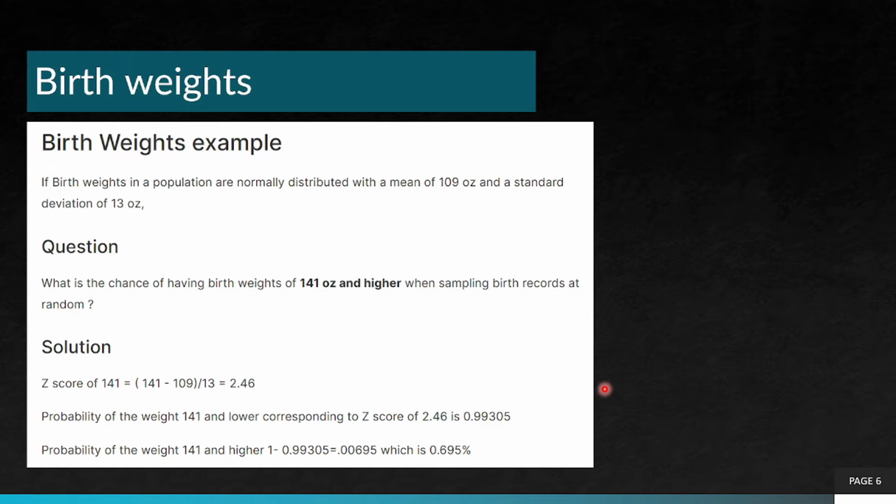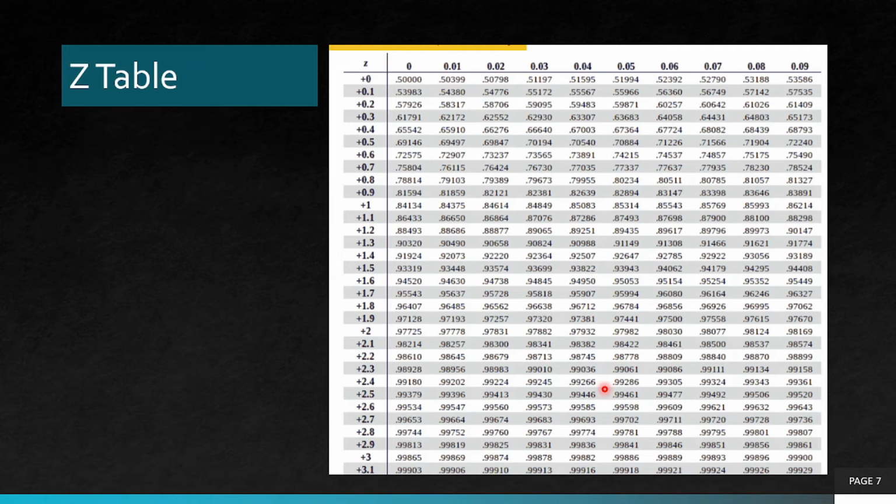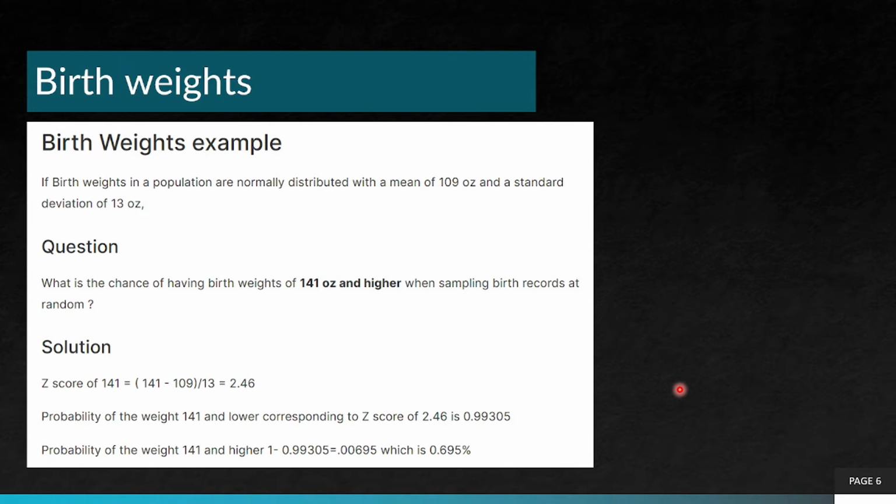The probability of the weight 141 and lower, corresponding to the z-score of 2.46, is 0.99305. How do we get it? If we go to the z-score here, and if I go to 2.4 and we go down here, you can see it is 0.99305. The probability of weight 141 and higher is therefore 1 minus 0.99305 equal to 0.00695, which is 0.695%.